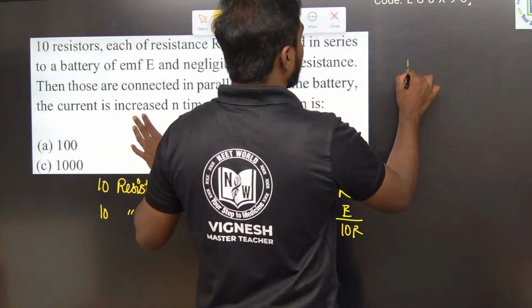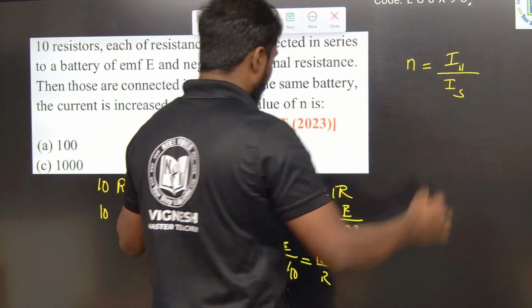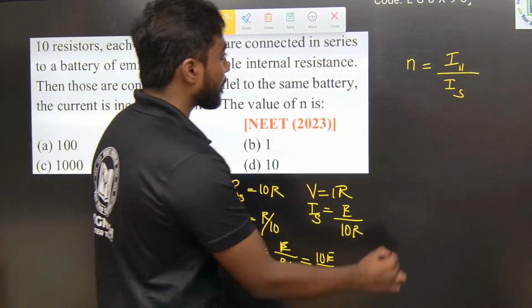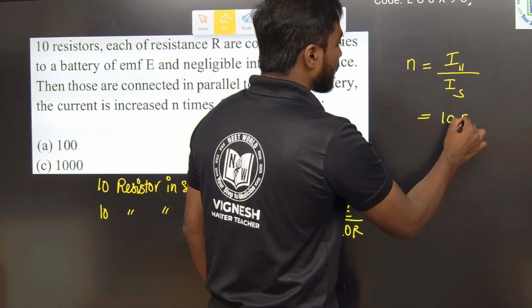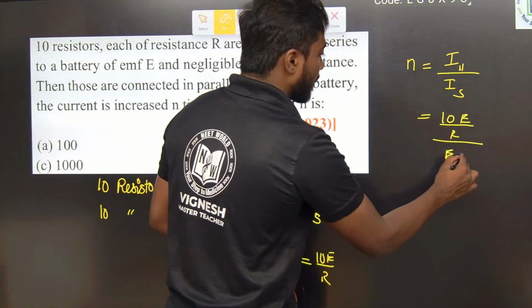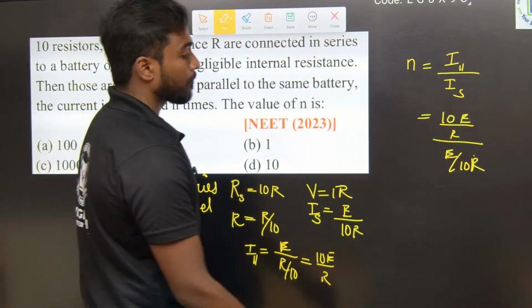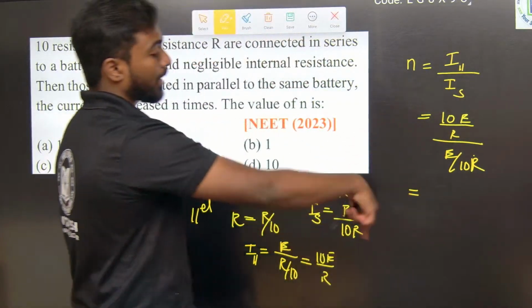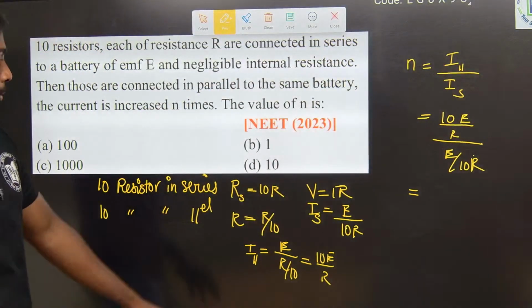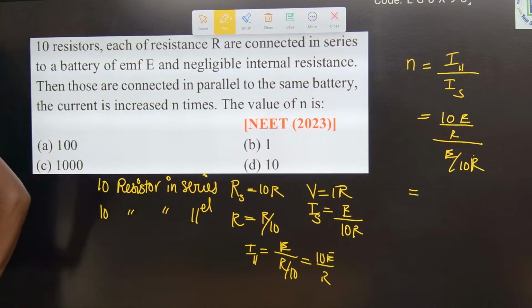Okay. So N is equal to I parallel by I series. What is I parallel here? 10E by R, and what is series? E by 10R, right? So what will happen? It becomes reciprocal. I mean 10E by R, correct. Reciprocal of that.